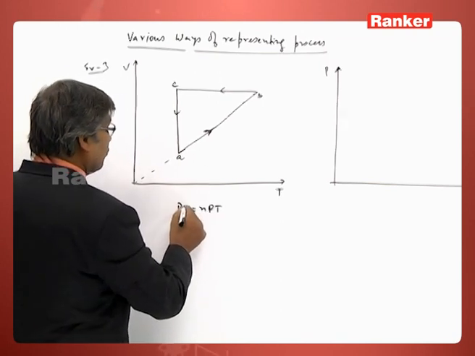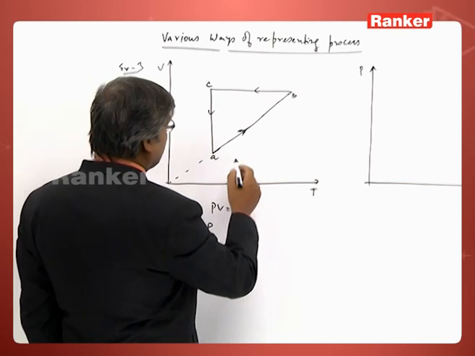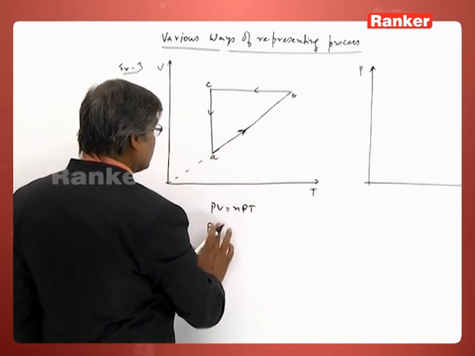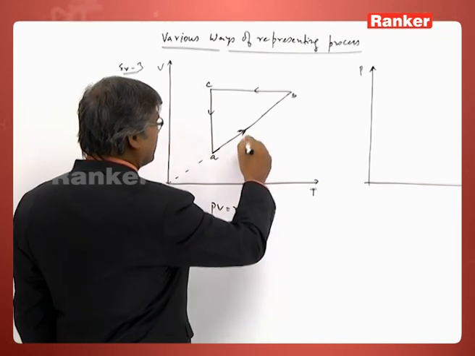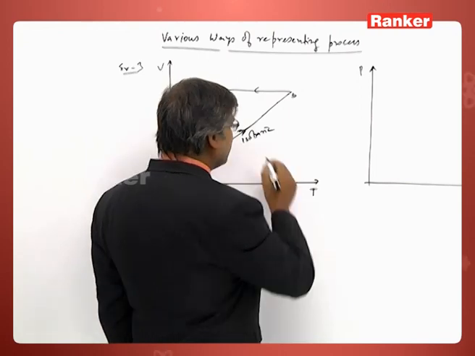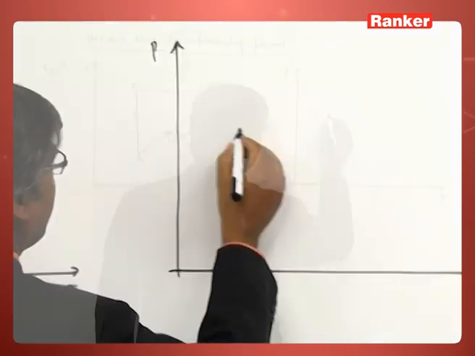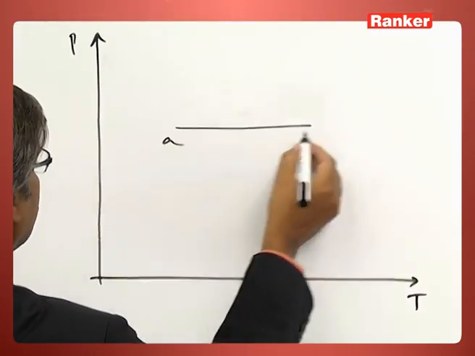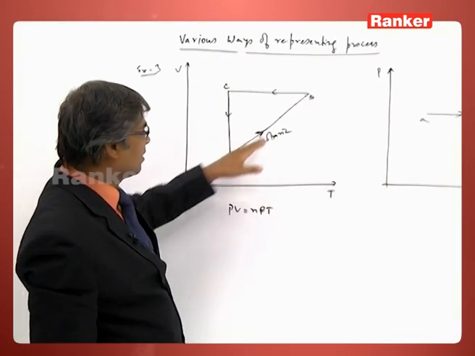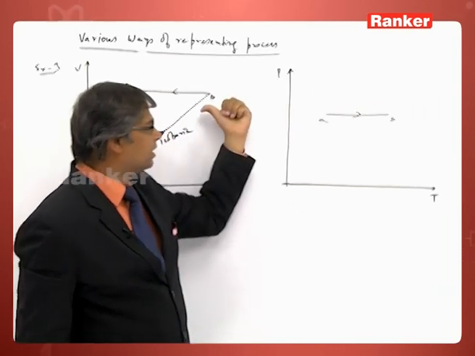So volume is directly proportional to temperature. That means P is constant. So this is an isobaric curve. So if it is isobaric, then we will write something as A to B. So you see here temperature is increasing, so it goes this way, not this way.